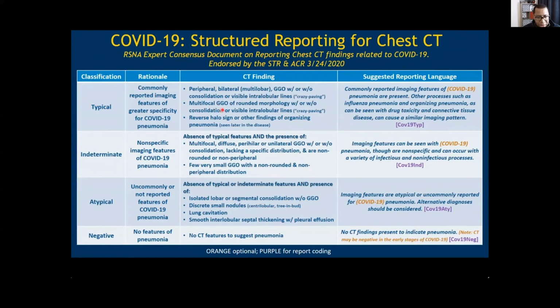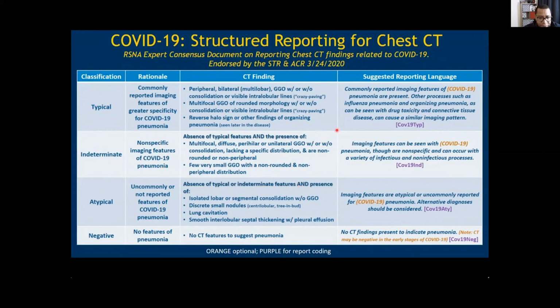Multifocal ground glass opacities of rounded morphology, with or without consolidation, or visible interlobular septal lines. Reverse halo sign or other findings of organized pneumonia, which is usually seen more later in the disease. Indeterminate features, so non-specific imaging features of COVID-19.